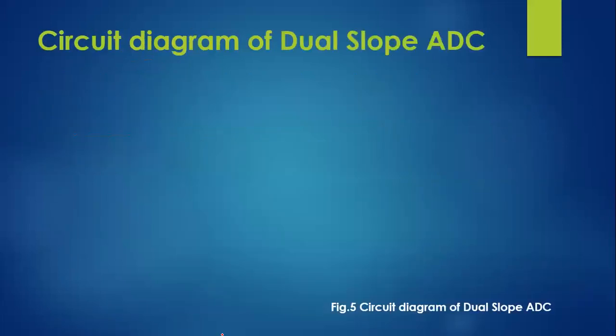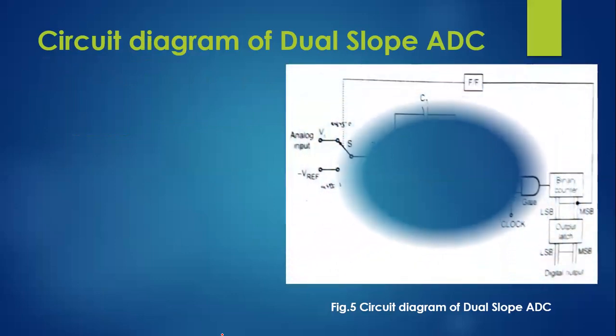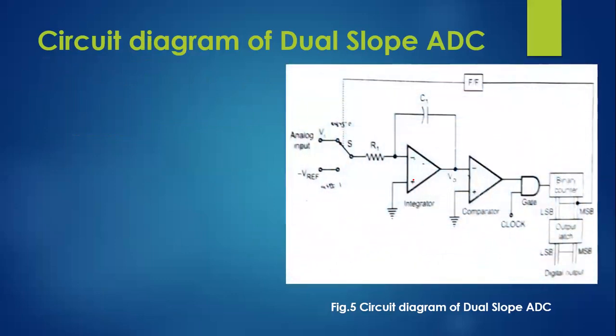So here we have the circuit diagram for the dual slope A to D converter, which consists of a switch. It can be represented as one switch where the switch is connected to two inputs. One is the analog input and the other one is the reference voltage. So this switch switches in between these two voltage levels.